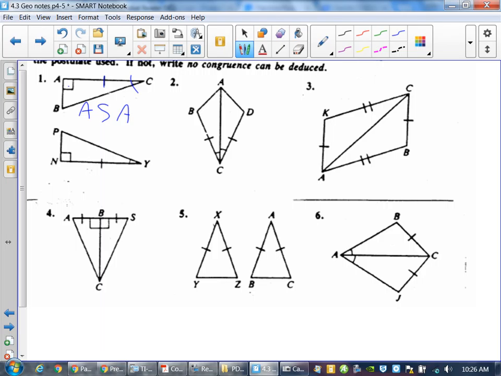Okay? You go to the next one. This one has that overlap. What is it called when you have the overlap? Remember? What do we call it? Reflexive. Good. So when you have that reflexive side, you've marked it, and what do you wind up with? Side, angle, side.